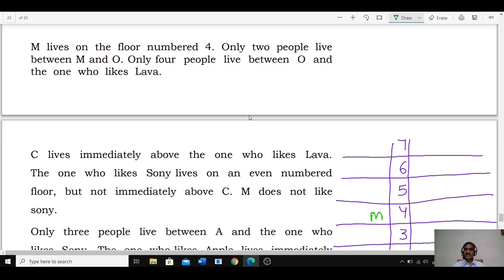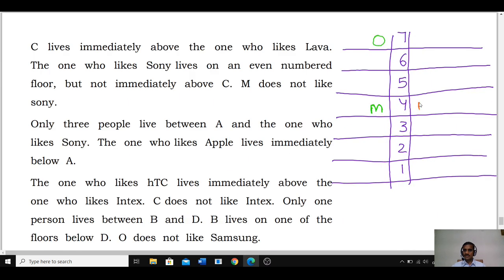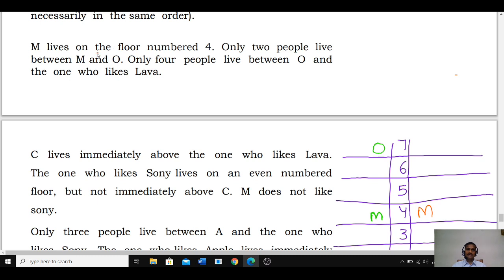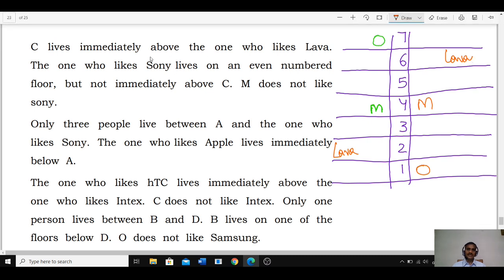Only 2 people between M and O. O can be on the 7th floor, and what is the other possibility we have? The other possibility, M is on the 4th floor and O can be here. We have 2 different possibilities. Only 4 people between O and the last person, so that person must be at this place. O and that person: 1, 2, 3, 4, must be here. Only 4 people between O and that person.